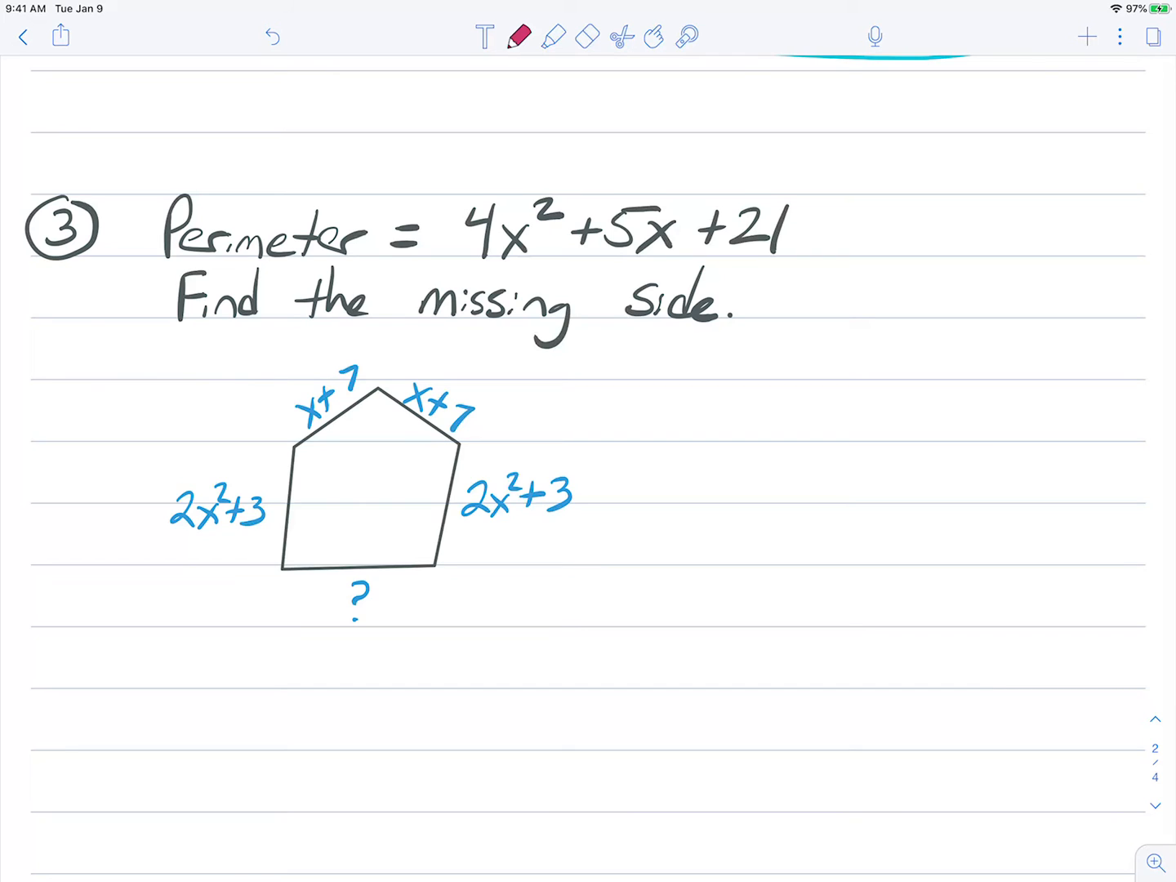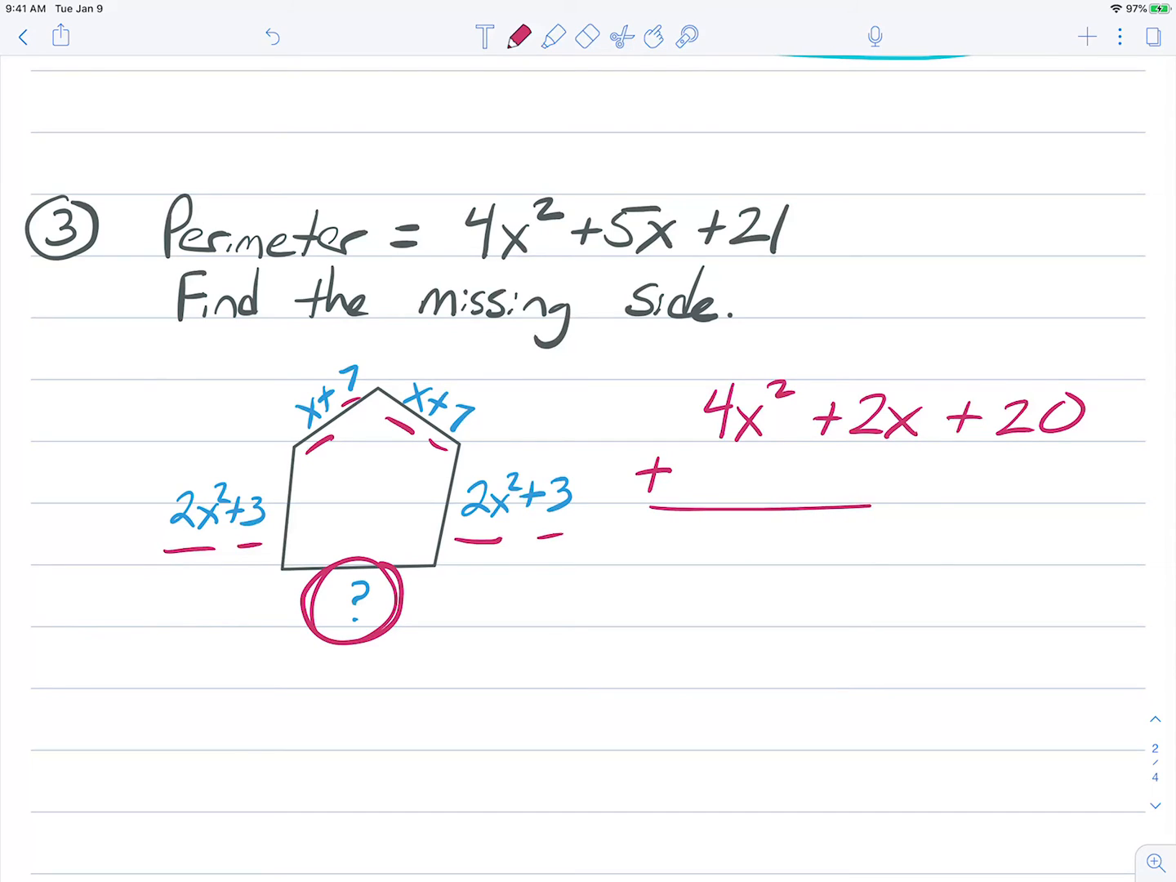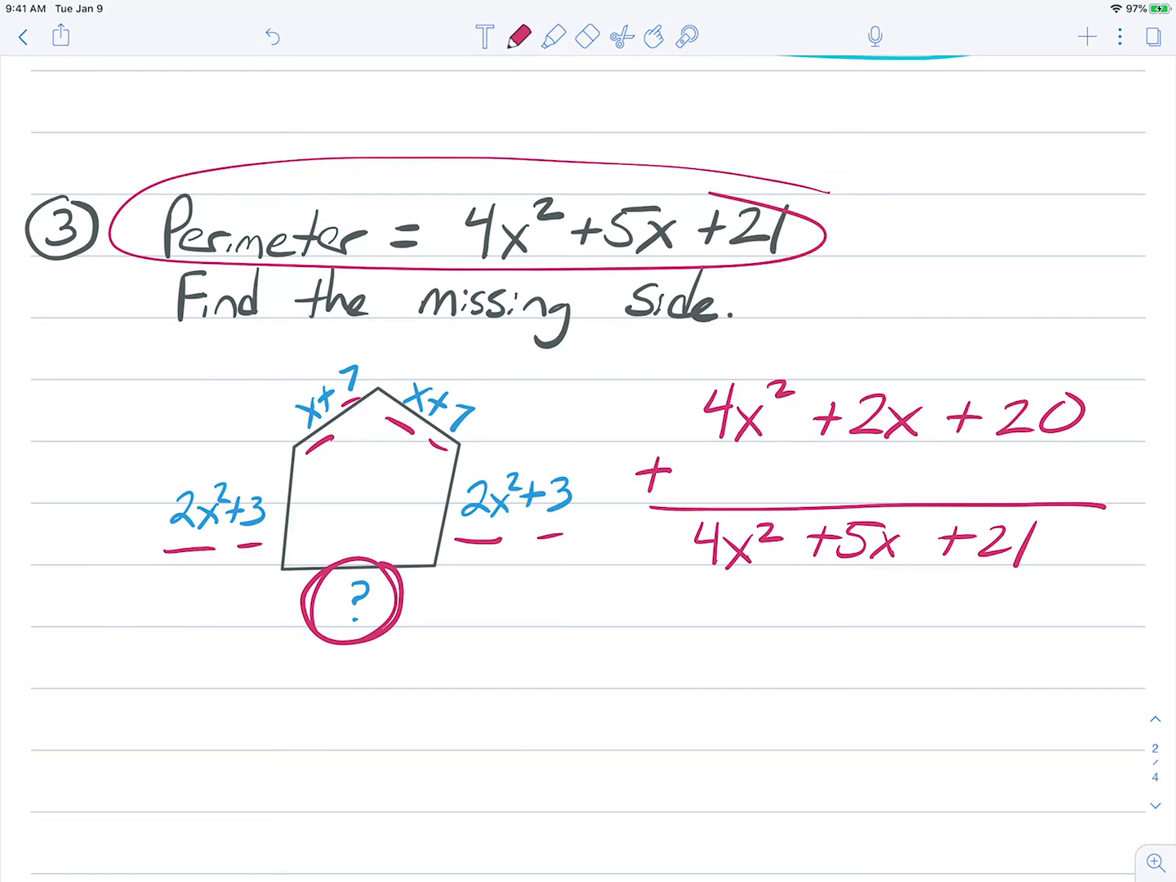So if I look at what I know, I have a 2x squared and a 2x squared, which makes 4x squared. I have an x and another x, which makes 2 x's. And in terms of constants, a 7, a 7, a 3, and a 3, and that makes a 20. But what I don't know is this side here. So I don't know what I'm going to add, but I know what my answer is. It's a 4x squared plus 5x plus 21, because that's what the problem told us.